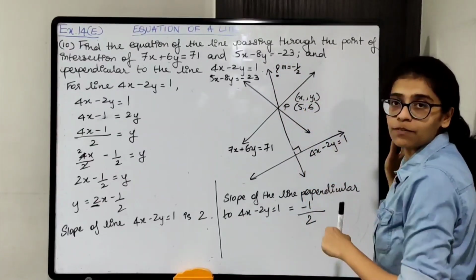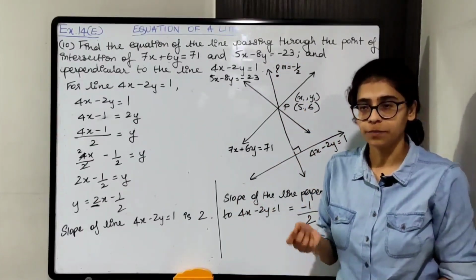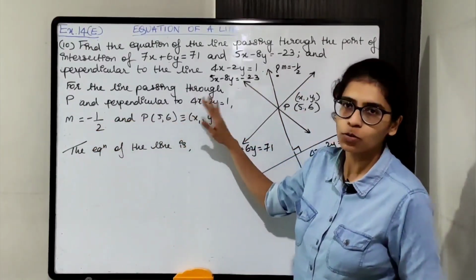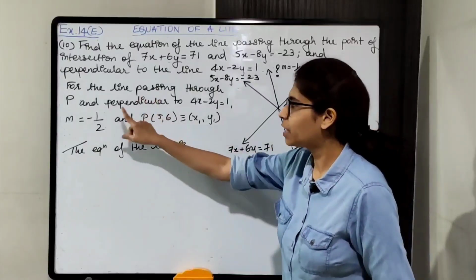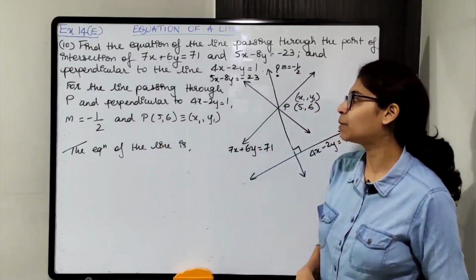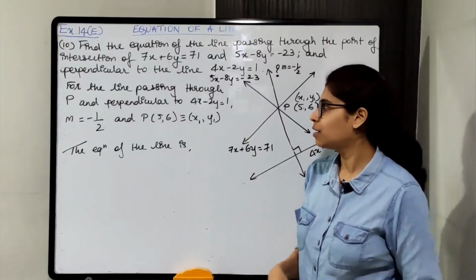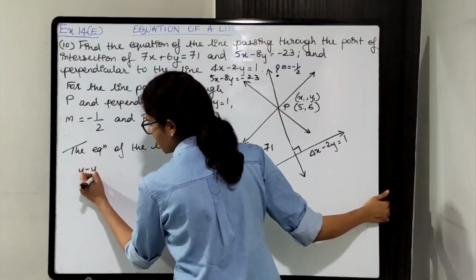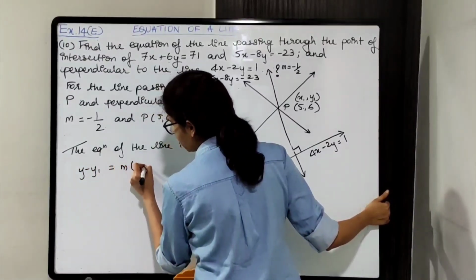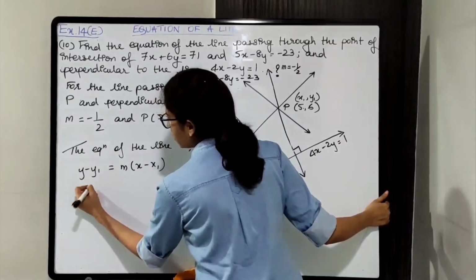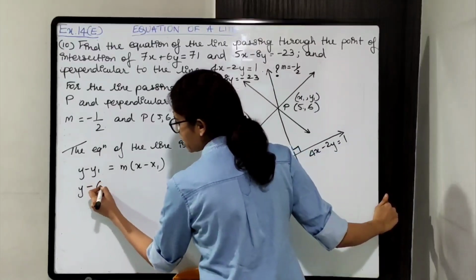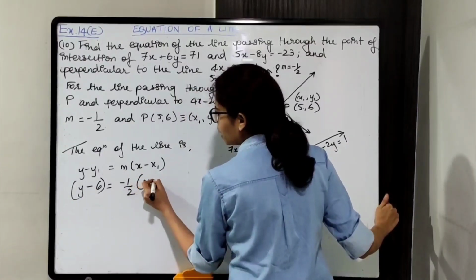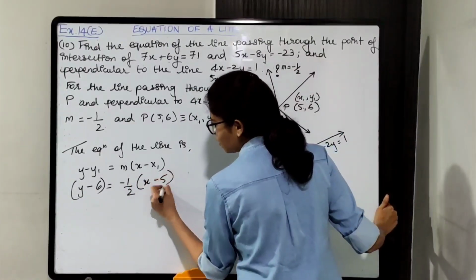We have x1, y1. Let us find the equation of the line. So now we have all the information, we have slope, we have the coordinates x1, y1. So write down the statement for the line passing through P and perpendicular to 4x minus 2y equal to 1. We have slope and coordinates. Let us find out the equation. y minus y1 equals to m into x minus x1. y1 is 6, m is minus half, put brackets over here, x minus x1 is 5.